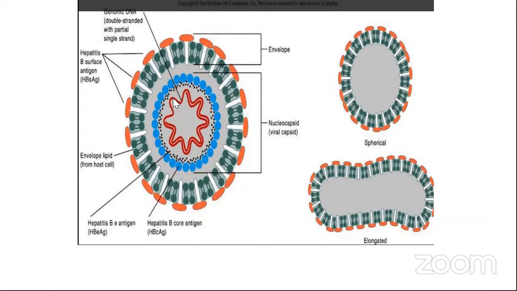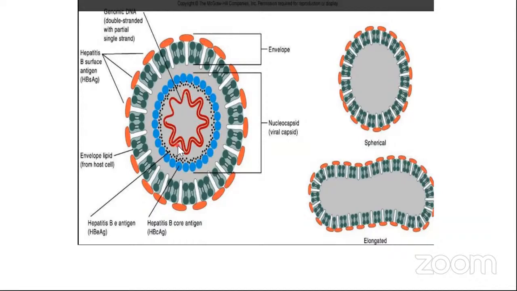Here you can see that this is the genetic material, DNA, double-stranded, and some part you can see is single-stranded. So it is a partially single-stranded DNA. In the other region the DNA is double-stranded, but only this part is single-stranded. Then you can see that this is a capsid. This is called the nucleocapsid, made of the proteins around the DNA.